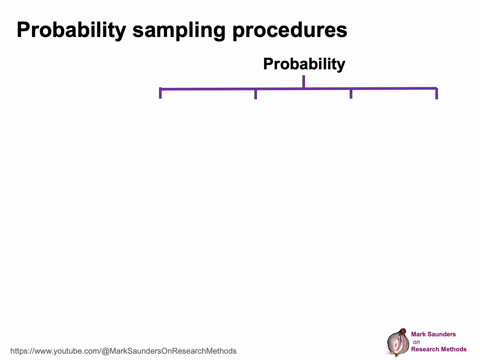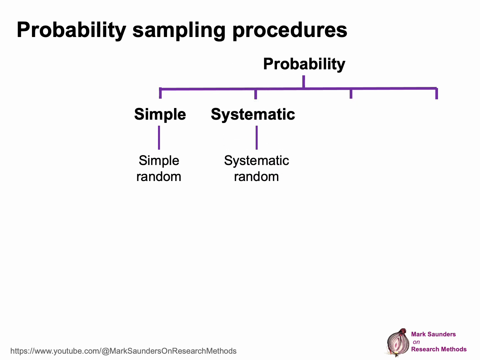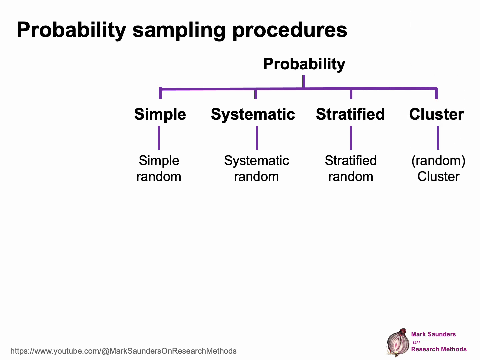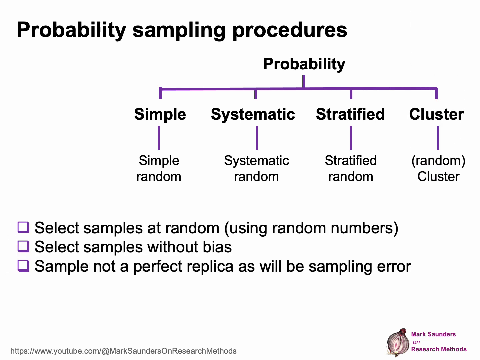So let's look at probability sampling procedures. Our first one of these is simple random sampling, and we'll talk about this a bit more. Then we have systematic sampling, stratified sampling, and finally cluster sampling. These all select samples at random using some form of random numbers. They also all select samples without bias, and that's because the random numbers are being used. But as I've said before, the sample will not be a perfect replica, as there will be some form of sampling error within the sample we select.